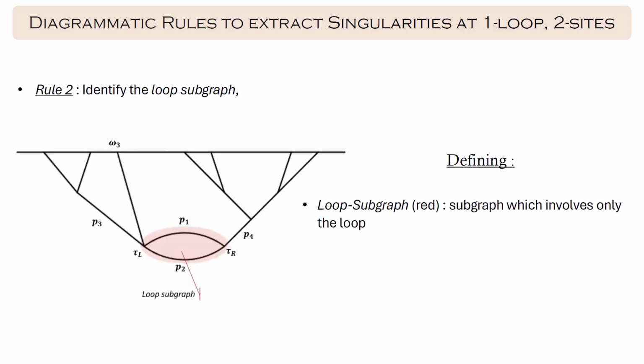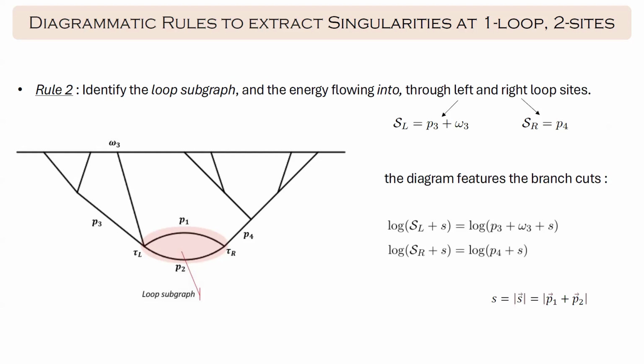Second rule is, okay, I'm very unhappy that the colors are not showing up on the slide. I promise you I really colored them brightly. So this faint blob that you see over here is the loop subgraph, which we define as the collection of the loop sites. What we have to do is identify the energy entering the left loop site and the right loop site. So in this diagram, that's P3 plus omega 3, which we call SL. And the energy entering the right loop site is P4. The rule tells you that once you compute this diagram, you will see that there's a log of SL plus S and a log of SR plus S, where S is the magnitude of the momentum exchange between the loop sites. So that's |P1 plus P2|.